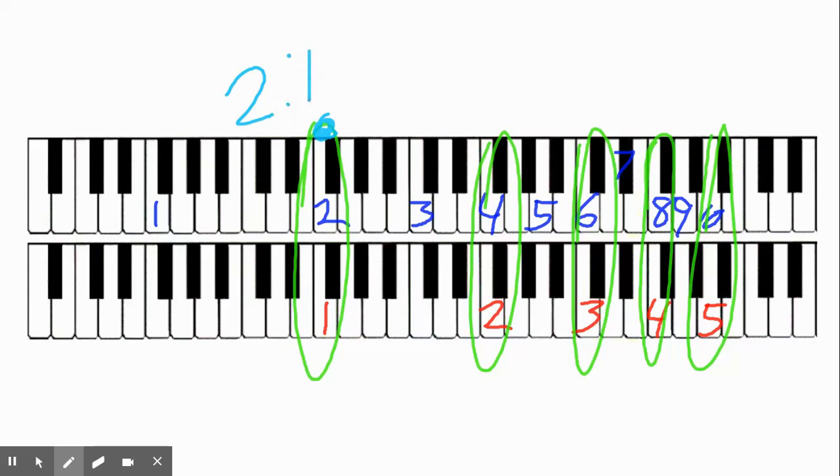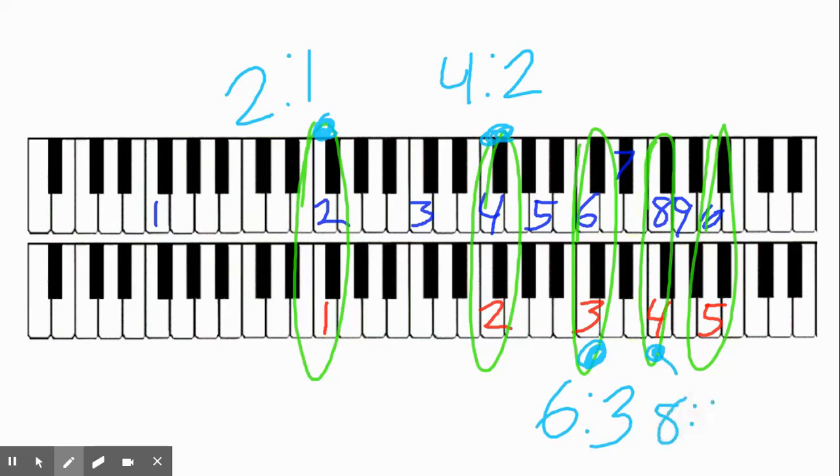If we make the coincident partials at this F into a unison, we have a 2-to-1 octave. If we make the coincident partials at this F a unison, we have a 4-2 octave. If we make the coincident partials at this C a unison, we have a 6-3 octave. If we make them a unison at this F, we have an 8-4 octave.